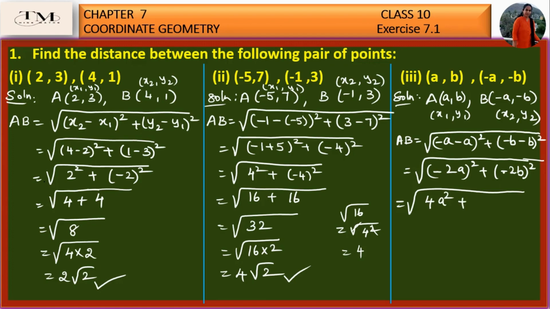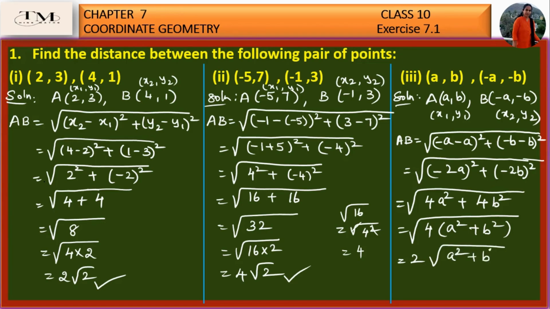In the same way, minus square is positive, 2 square is 4, b square is b square. So 4 is common for both. So take that 4 outside. Inside it will be a square plus b square. So square root of 4 is 2, and write this a square plus b square inside the root. So the answer is 2 root of a square plus b square. Okay children, I hope you can understand this problem.